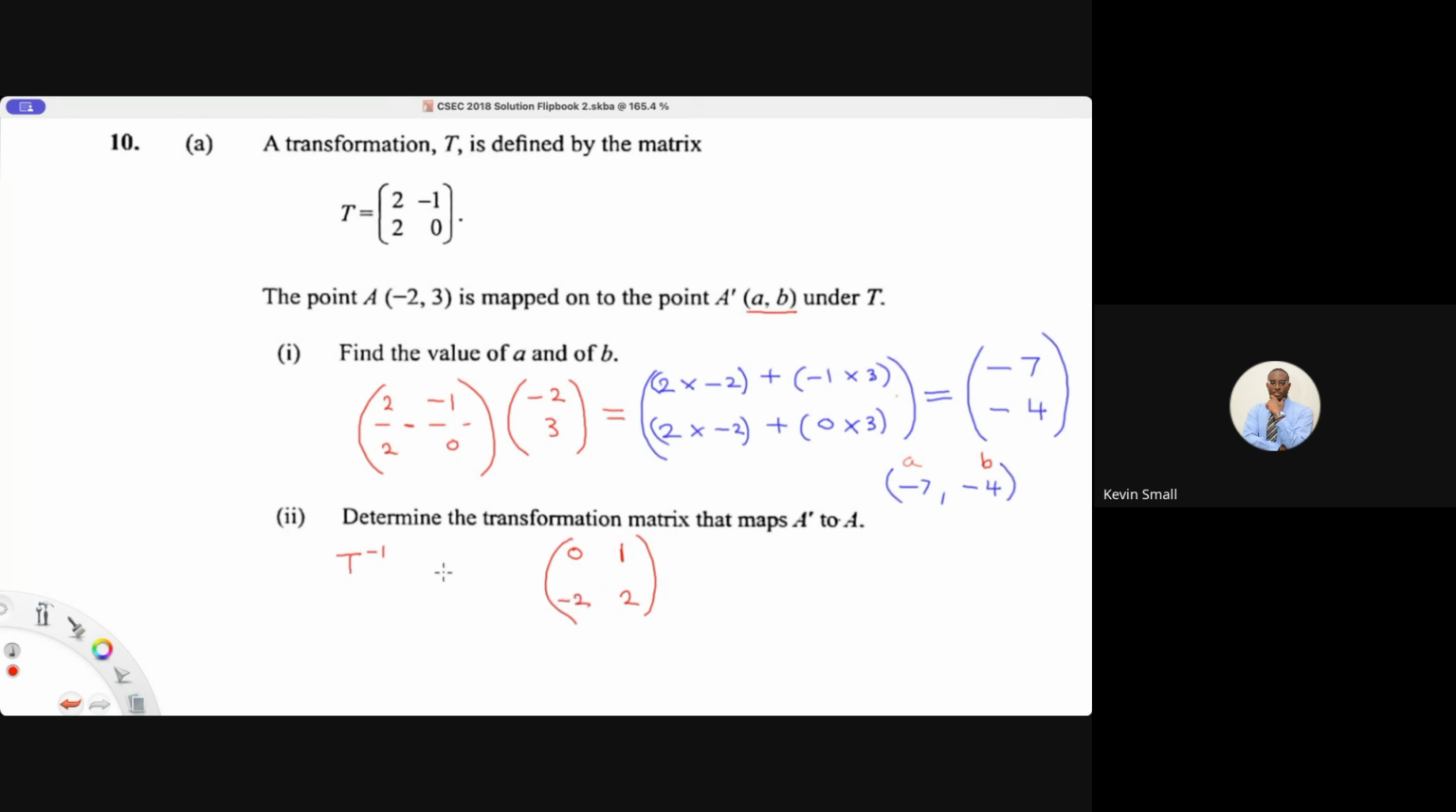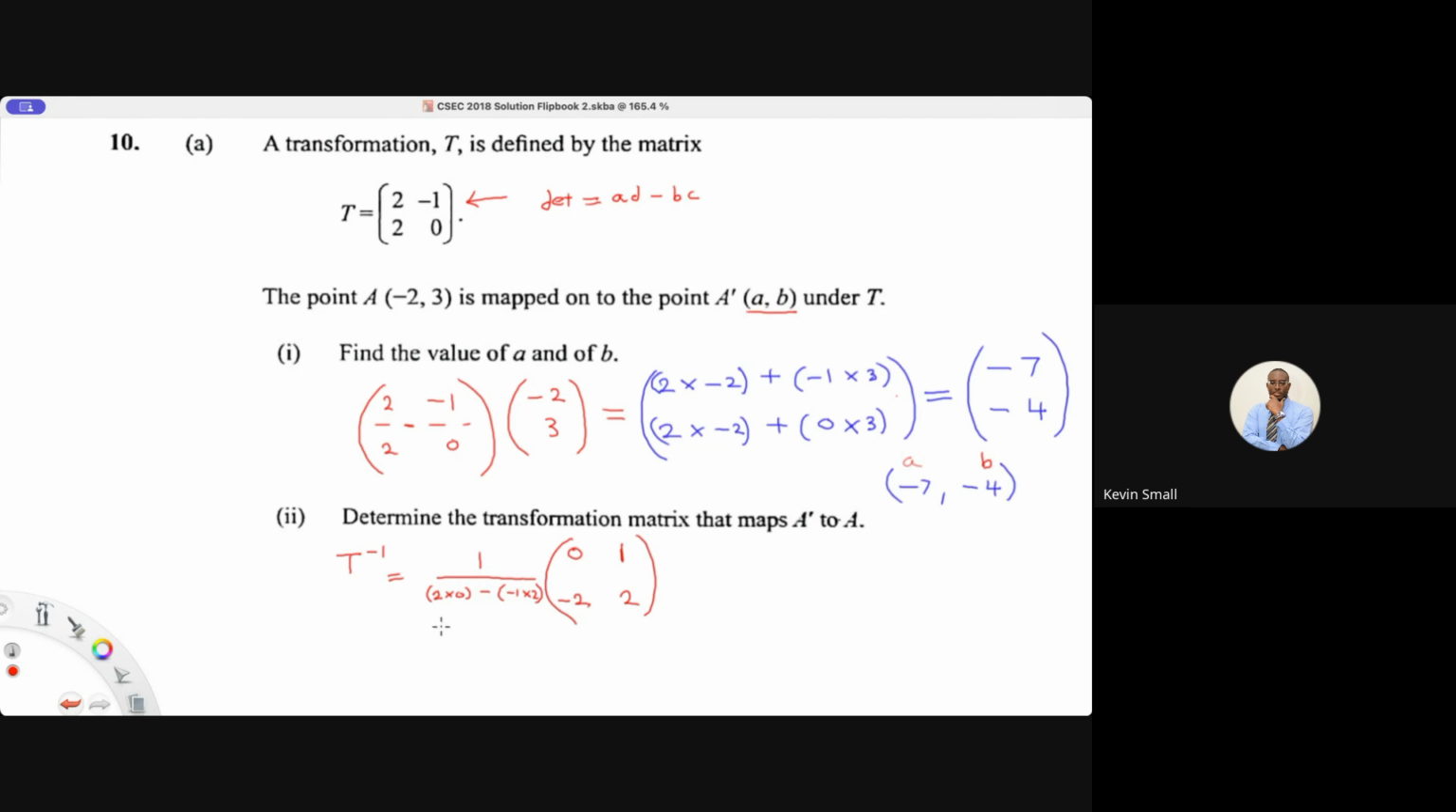We also have to find the determinant of the matrix. So remember the determinant. What will be the determinant of this matrix here? Remember the determinant is equal to A times D minus B times C. So you multiply the 2 and the 0, A times D, and you minus the B times C, which is the negative 1 times the 2.